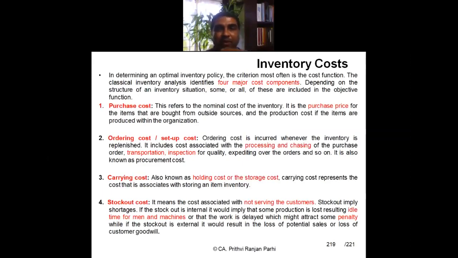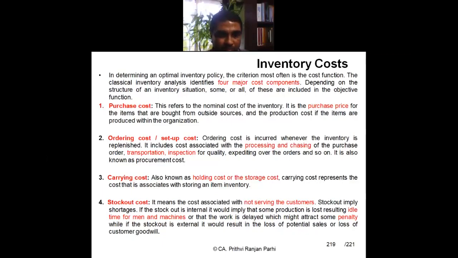Now, coming to the cost of inventory, we have to understand there are four major costs related to inventory. Can you read what they are? One, two, three, four. Just read the main headings. What are these four major costs?